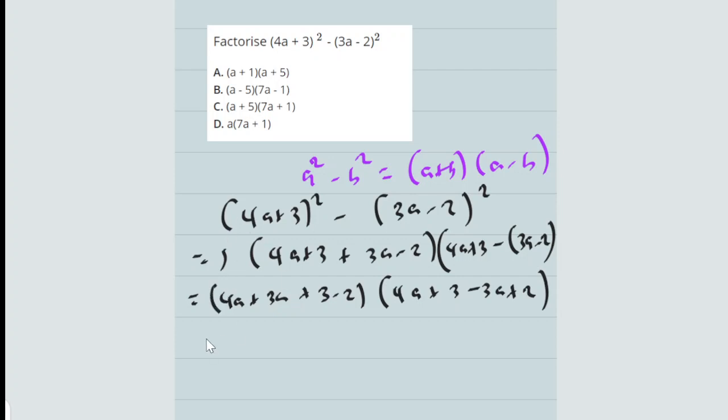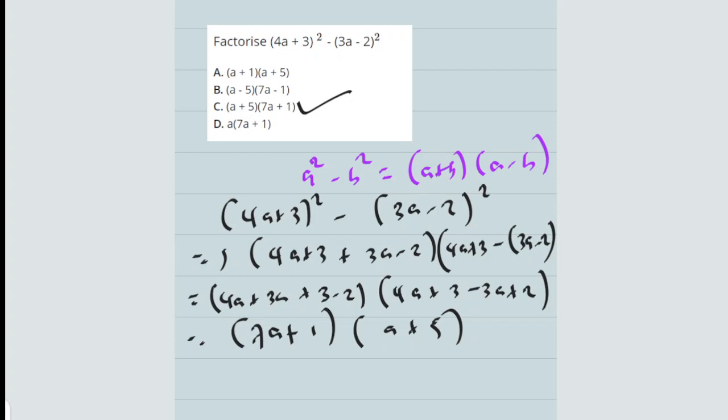If you simplify further, this is going to give me 7a plus 1, because 3 minus 2 will give me 1. And the second one is 4a minus 3a, which is a. Don't say 1a. It is only a novice in mathematics that will say 1a. You understand now? It is a. Then 3 plus 2 will give me 5. And you see it is as simple as this: (7a plus 1)(a plus 5). This is the answer. It doesn't matter that a plus 5 does not come first, because we know that multiplication is commutative.